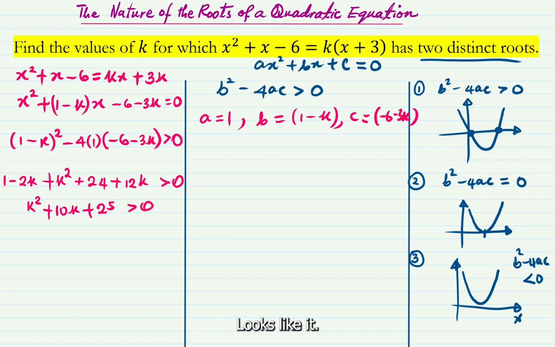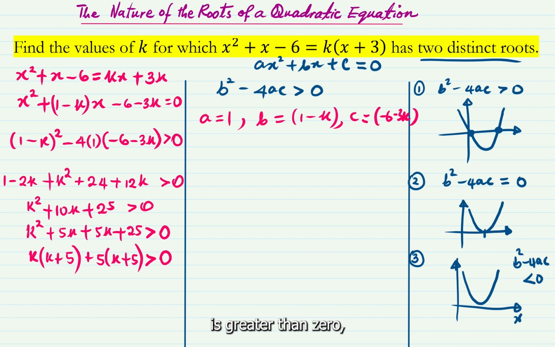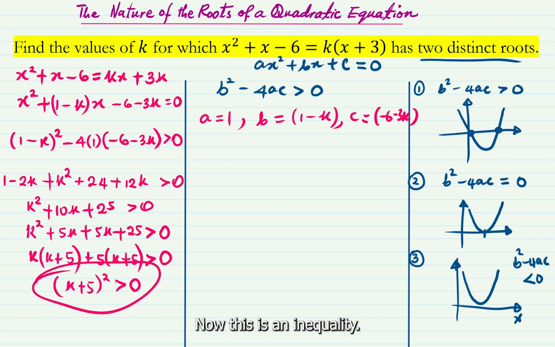Can we factorize? Looks like it. We have k squared plus 5k plus 5k plus 25 is greater than 0. Now for the first two terms, k is common, so I factor that out. I have k plus 5. For the next two, 5 is common, so I factor that out. I also have k plus 5 is greater than 0, which means (k plus 5) all squared is greater than 0. Now this is an inequality.